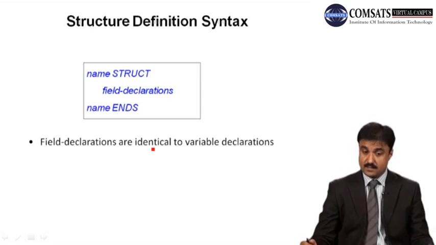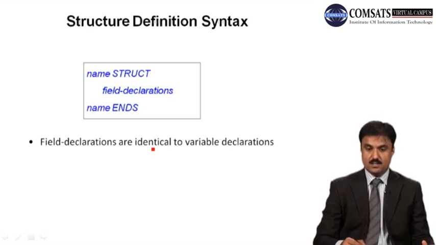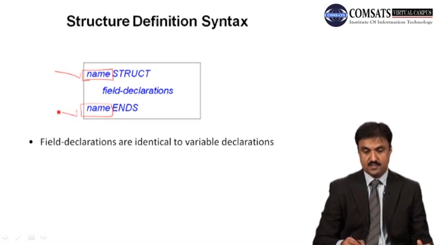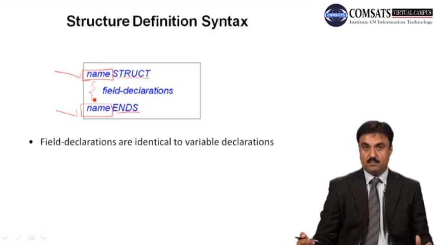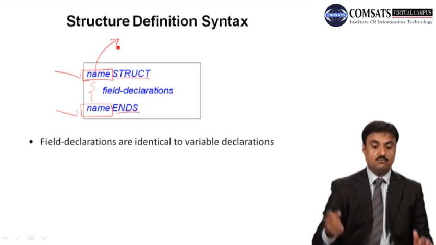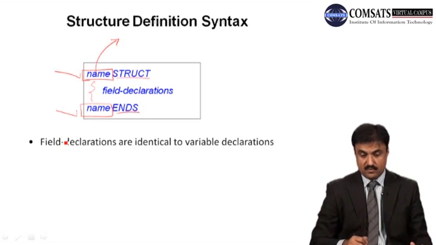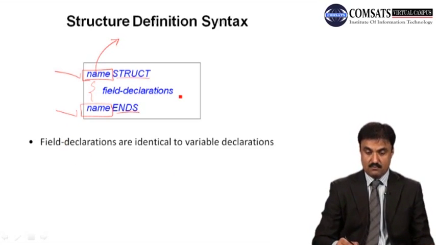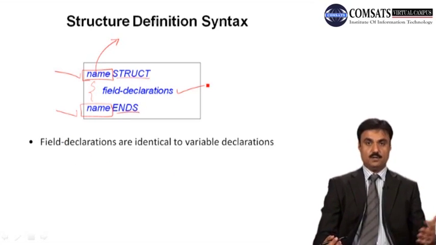So this is the syntax of the structure. As we already saw in the brief introduction during this lecture, the name should be similar at the start of the structure and at the end of the structure. So name, STRUCT and ENDS define the whole region where the members or fields of these structures are defined. This name will be used to declare variables of this structure type. Field declarations are identical to variable declarations, so here you can declare any variables of type byte, word, double word, and so on.